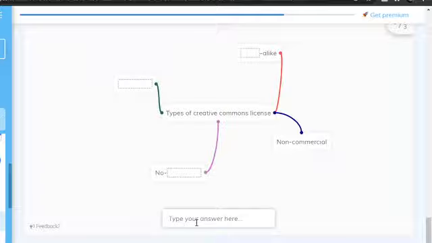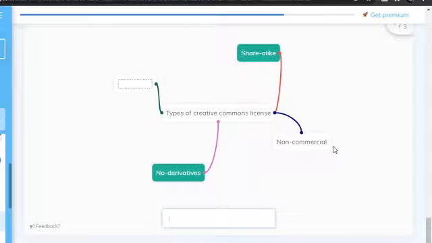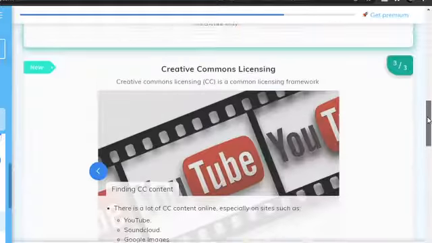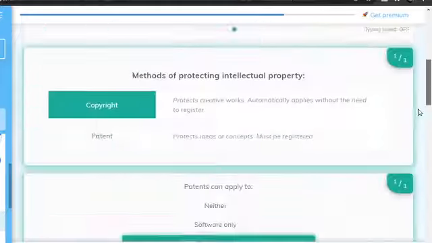So the types of Creative Commons licenses are share alike, non-commercial, non-derivative, and there's one more. Share alike means you can share it, non-commercial means you can use it but not for profit, non-derivative means you can't modify it. And then there's one more thing which I have definitely not forgotten.